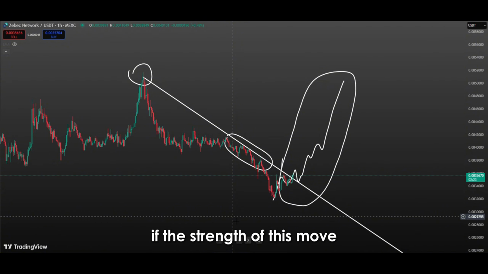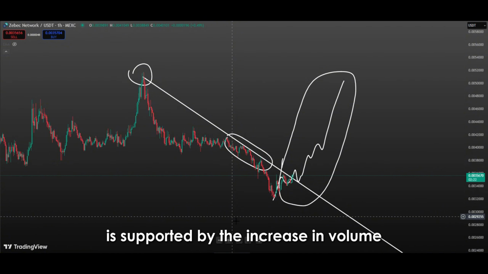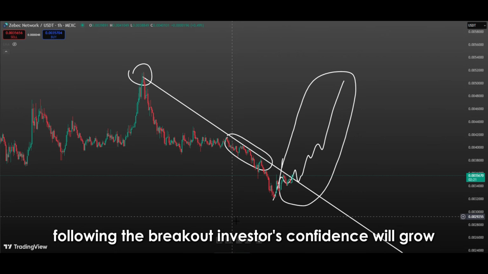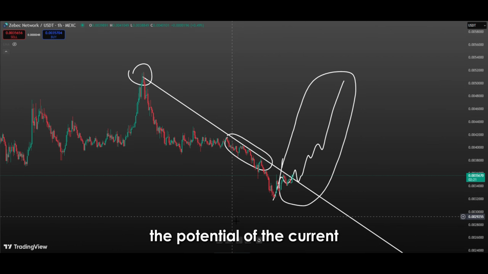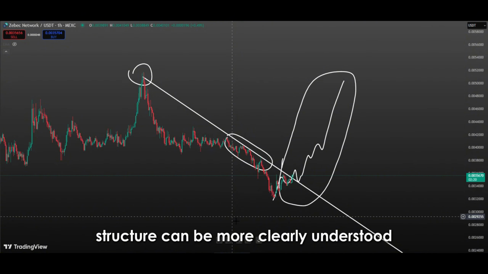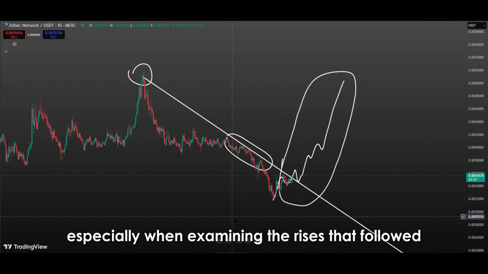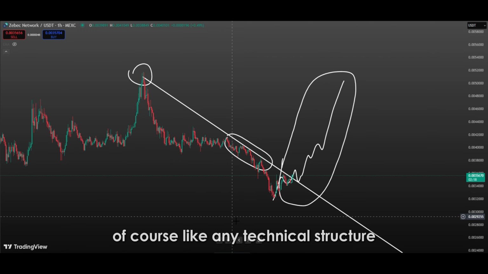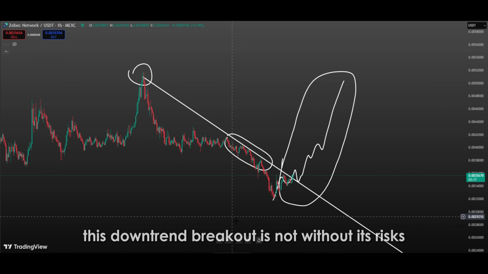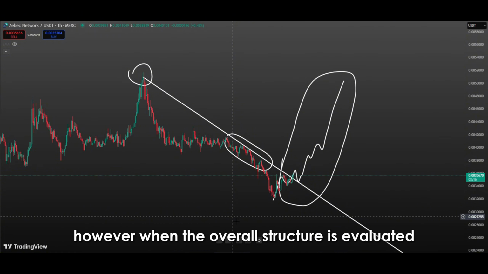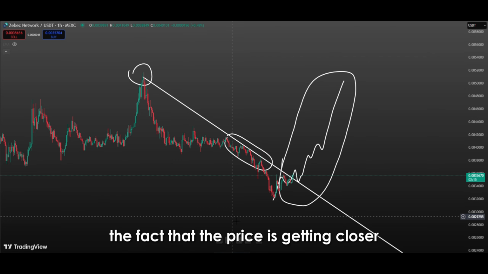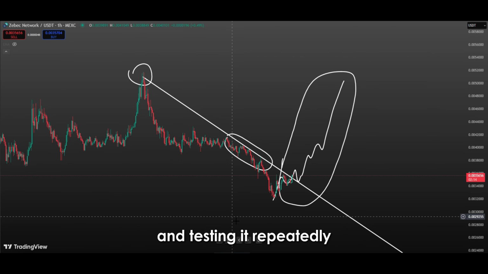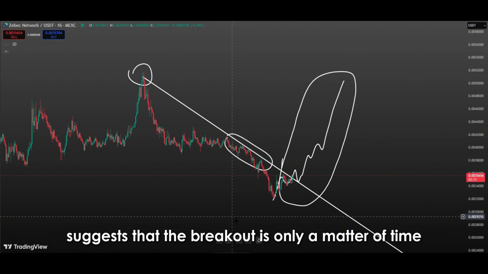If the strength of this move is supported by the increase in volume following the breakout, investors' confidence will grow. The potential of the current structure can be more clearly understood, especially when examining the rises that followed similar downtrend breakouts in previous price movements. Of course, like any technical structure, this downtrend breakout is not without its risks. However, when the overall structure is evaluated, the fact that the price is getting closer and closer to this trend line and testing it repeatedly suggests that the breakout is only a matter of time.